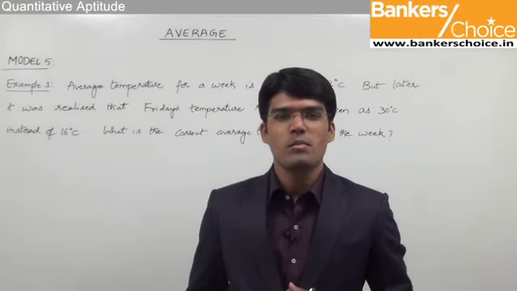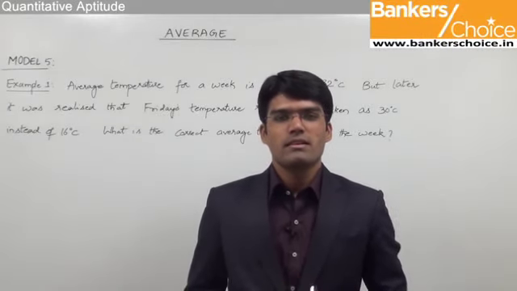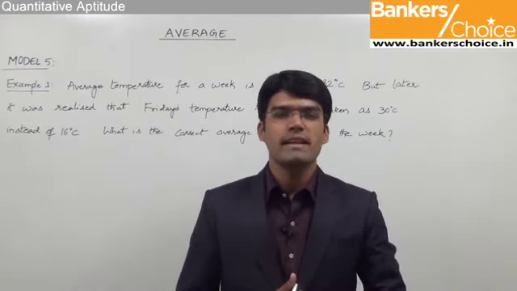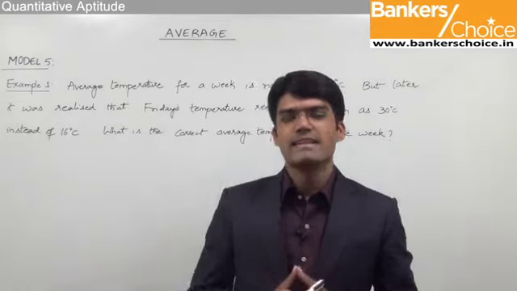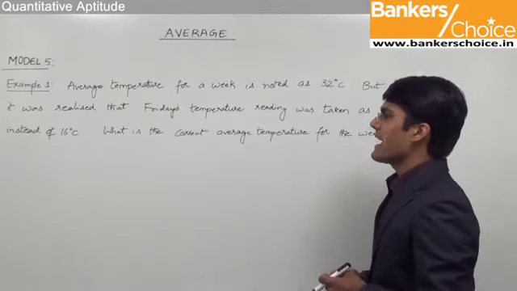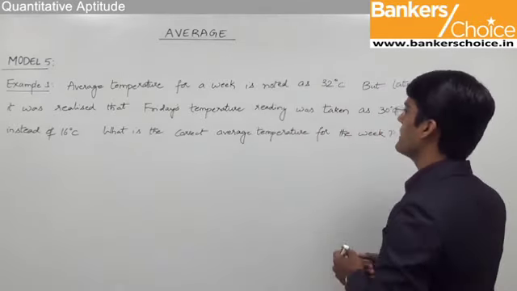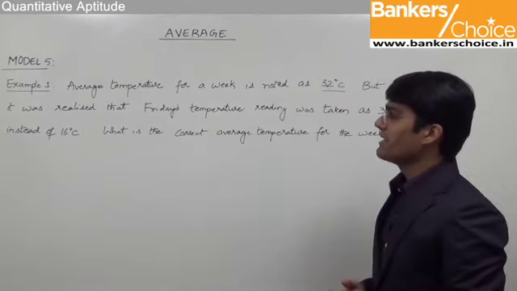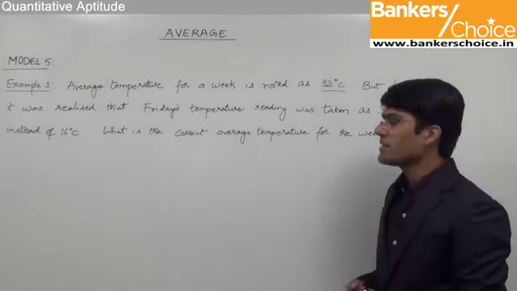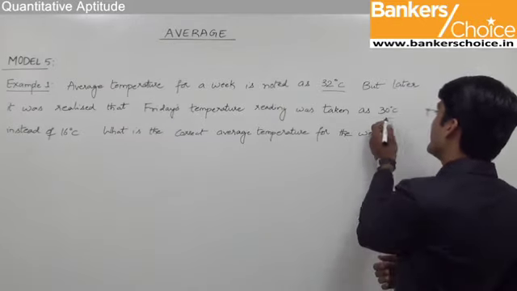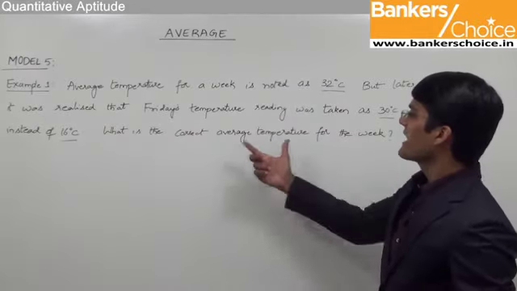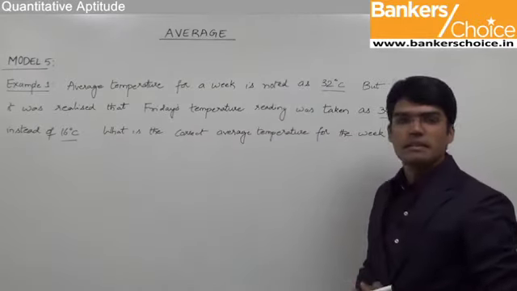Let us now take the fifth model from averages, where the question is based on a discrepancy in one of the values while finding out the average. Let us take an example. The question here is: the average temperature for a week is noted as 32 degrees. But later it was realized that Friday's temperature reading was taken as 30 degrees instead of 16 degrees. So what is the correct average temperature for the week?